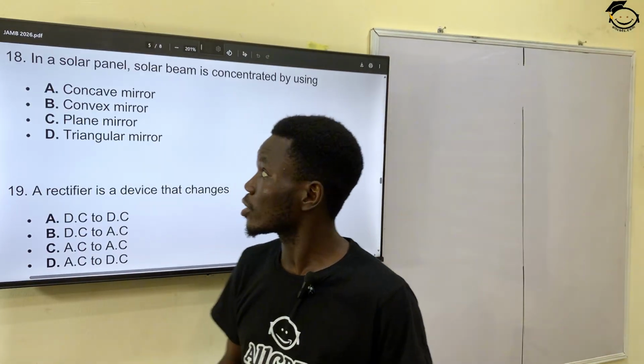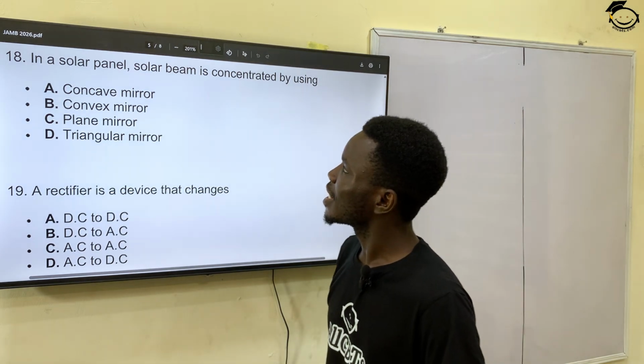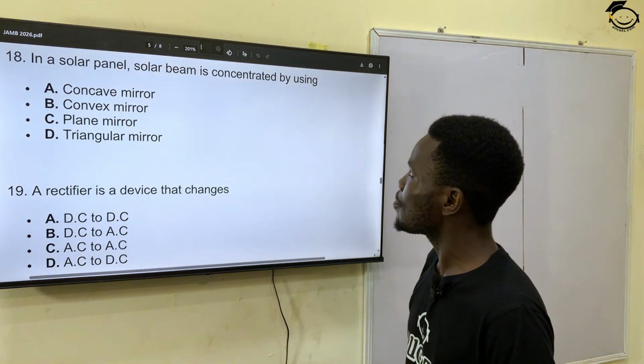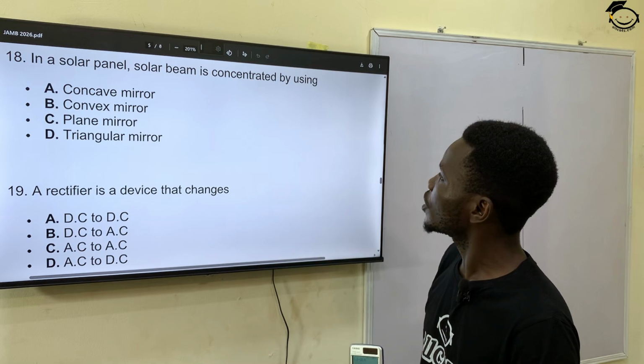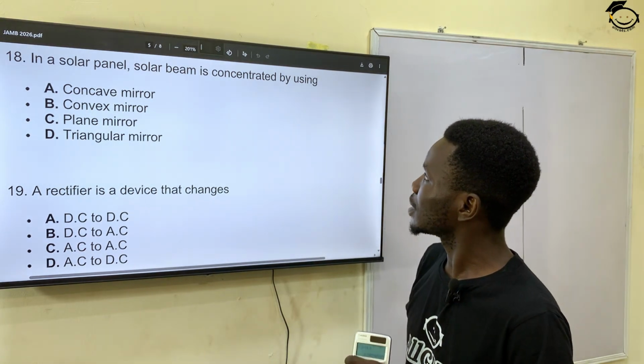Moving on to the next question. Question number 18 says, in a solar panel, solar beam is concentrated by using dash.